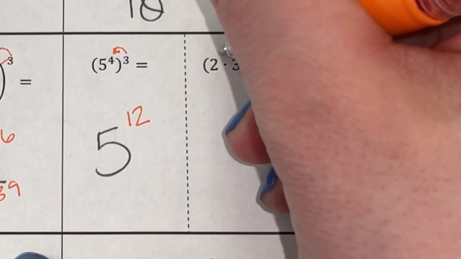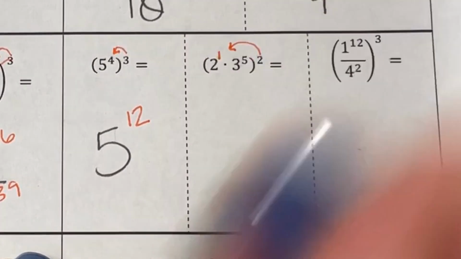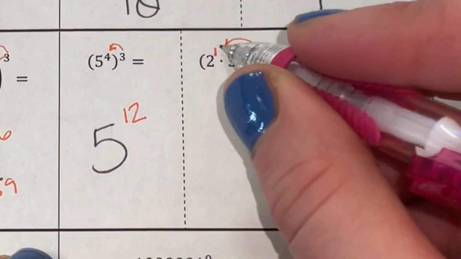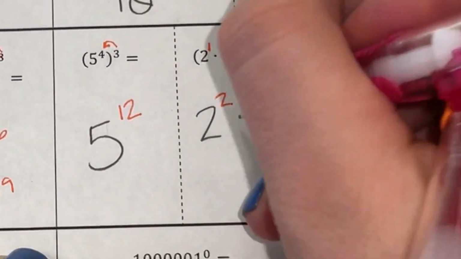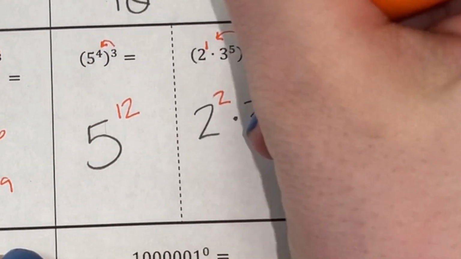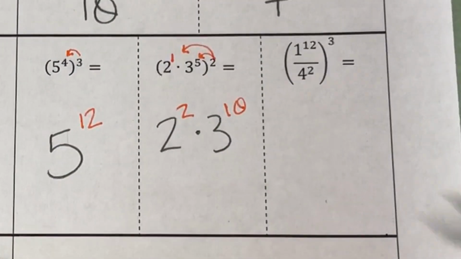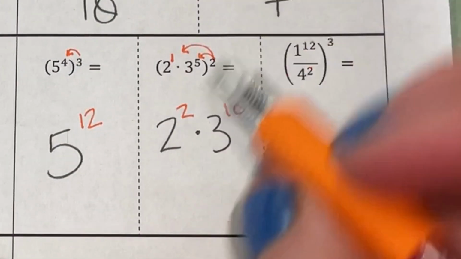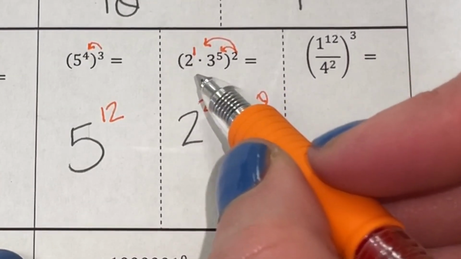Now remember, this 2 technically has a 1 as its exponent, so you have to be careful about that. 2 squared, distribute that 2 to the 1, so this gives me 2 to the 2nd power times base 3, 2 times 5, it gives me to the 10th power, all right? Do not distribute the exponent to the base. You're only distributing exponents to exponents, not to bases.